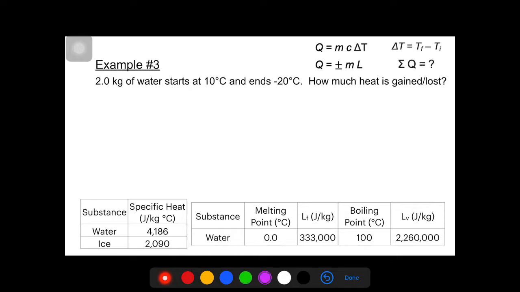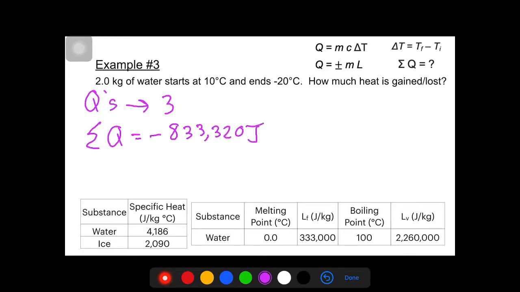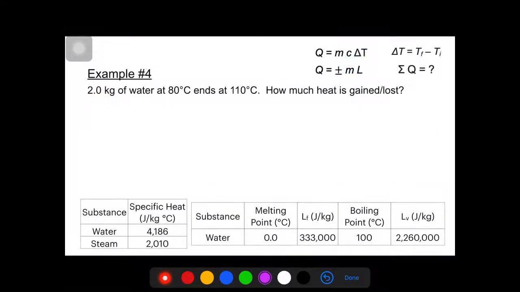All right, so when you drew your map, in terms of the number of Q's, you should have gotten 3 Q's. And when you summed up all of your Q's and determined the total amount of heat gained or lost, you should get negative 833,320 joules. Okay, so same thing with number 4. Number 4 says 2 kilograms of water at 80 degrees Celsius ends at 110 degrees Celsius. How much heat is gained or lost? How much total Q is there? The sum of all my Q equals what?